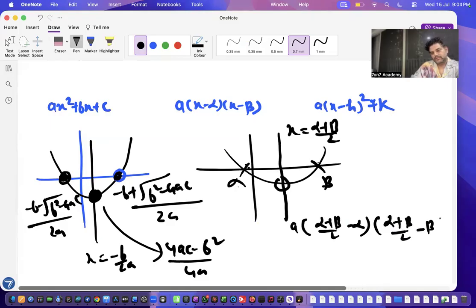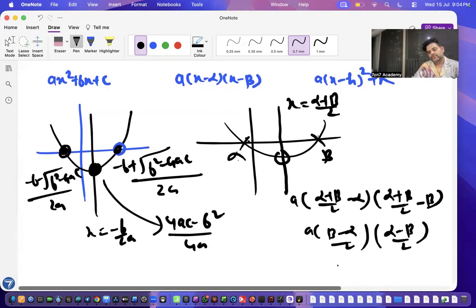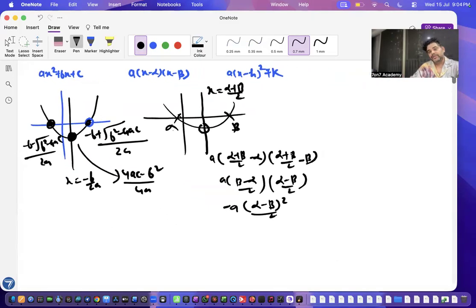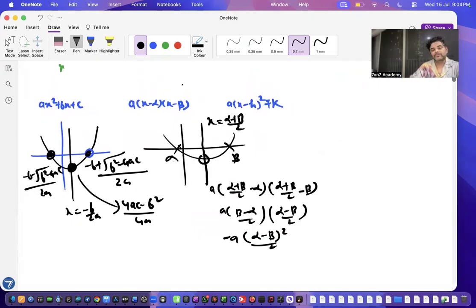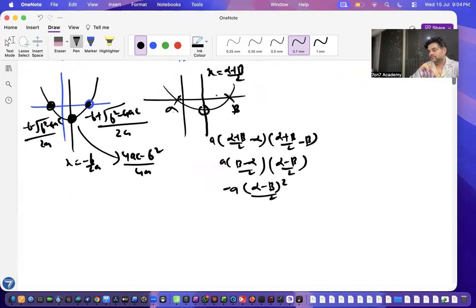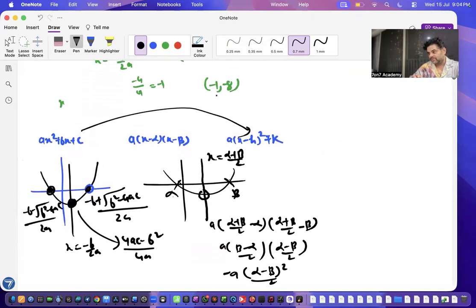Minus beta. Simplify: this goes here, beta minus alpha by 2. Agree? This goes here, so alpha minus beta by 2. Agree? So if you factor out a, then alpha minus beta whole square by 2, you get minus of it. That is the y coordinate of the vertex. Here you know the x and y coordinates, and you know how to change this to this. So this much is required, not much.